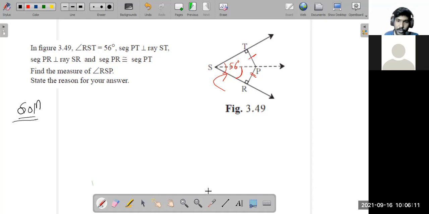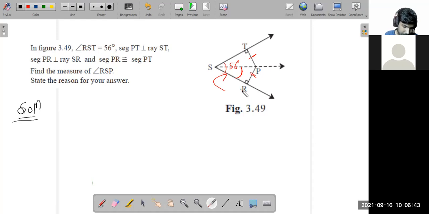Now, why can you say that way? In the question, it is given PR and PT are equal to each other. Now, since PT and PR are equal to each other, that means this ray SP is an angle bisector. That means it bisects that angle 56. And hence, that is why you can say that angle RSP is half of 56, which makes it 28.